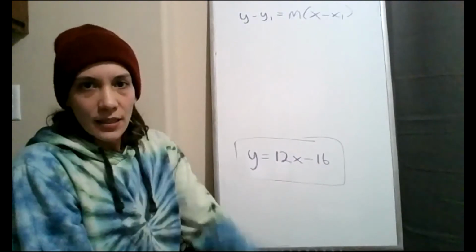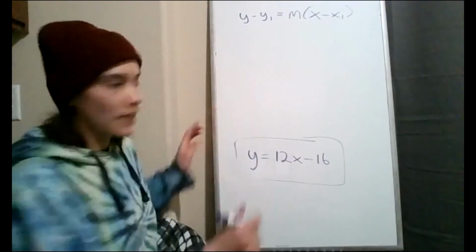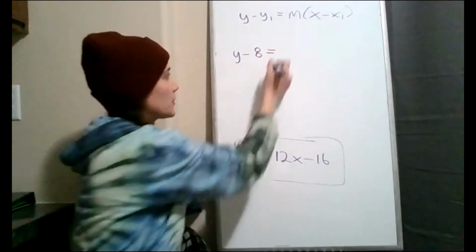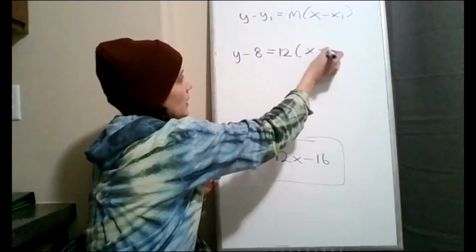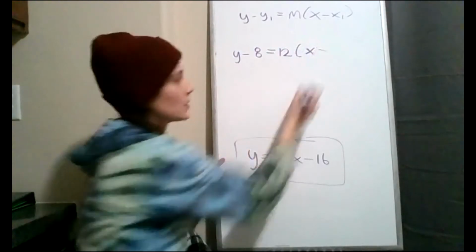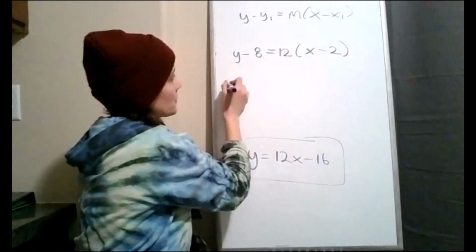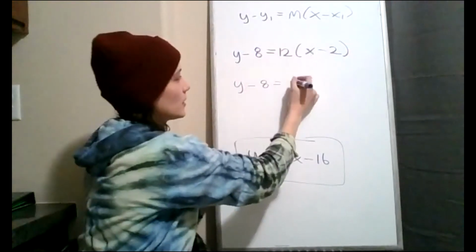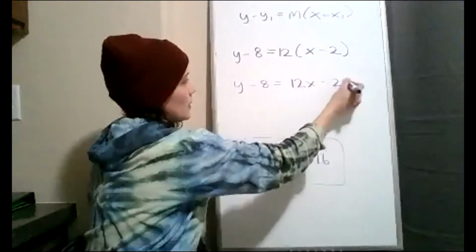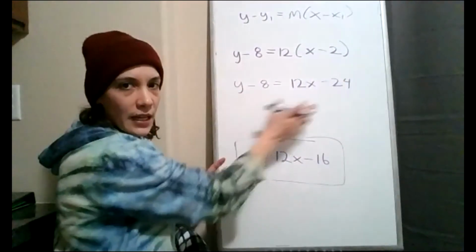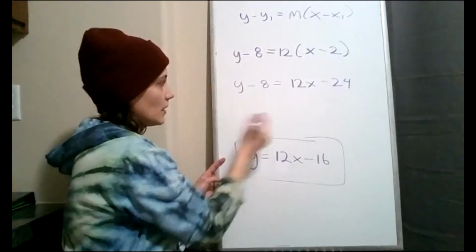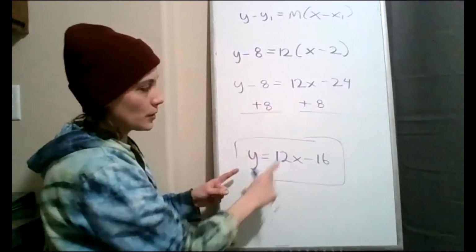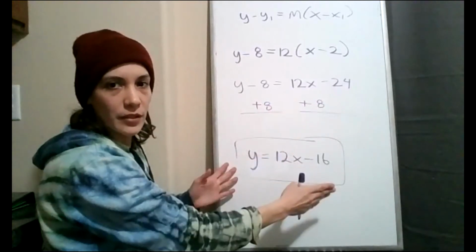Let's go with y minus your y value, 8. Put in the slope of 12. You have x minus the x value, which was 2. Okay, so 12x minus 24. I want to isolate y, so add 8 to both sides. And y equals 12x minus 16. Same answer.